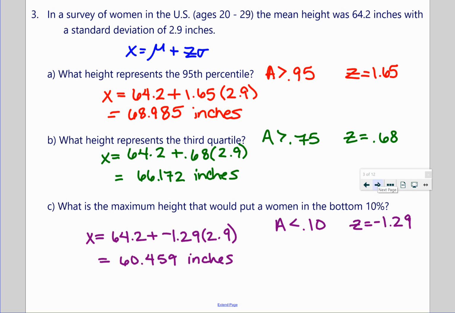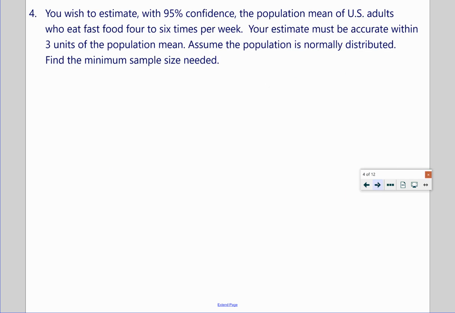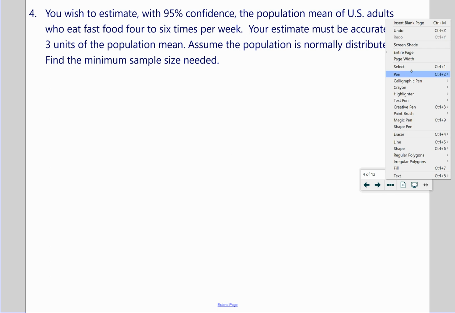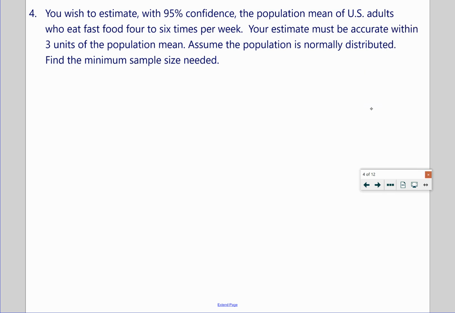Okay, number 4. I realized in first period we are missing a piece of information here that is important. You need to know the standard deviation in this problem. So we're going to add one in. Let's make a standard deviation of, I don't know, just make up something, 5.2.